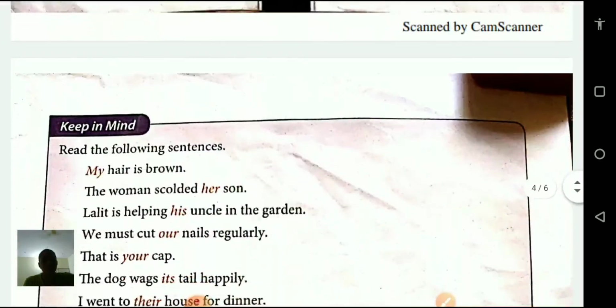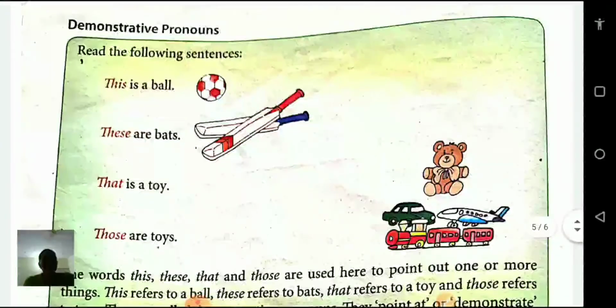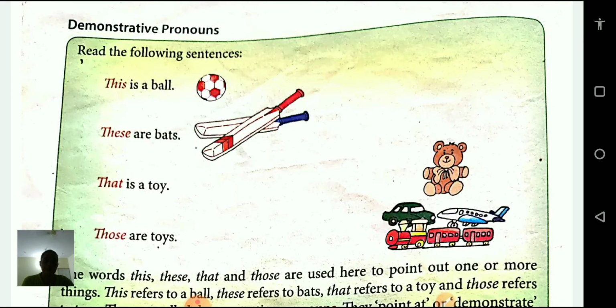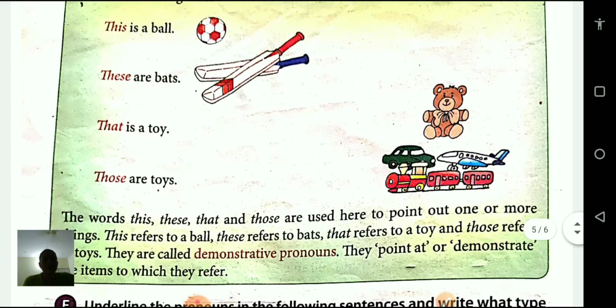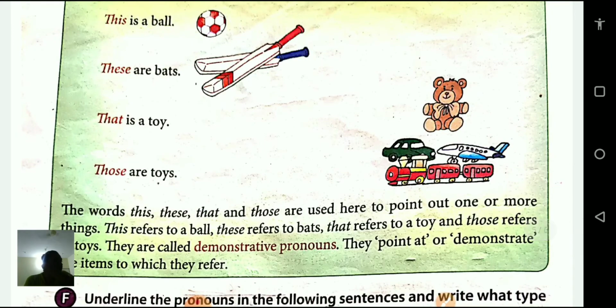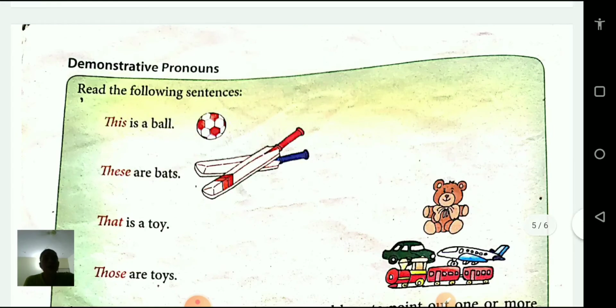Now the next topic. Now let's see the third type of pronouns, demonstrative pronouns. Read the following sentences. You know students, what are demonstrative pronouns? The words which are used to point out one or more things are called demonstrative pronouns. This is a ball.